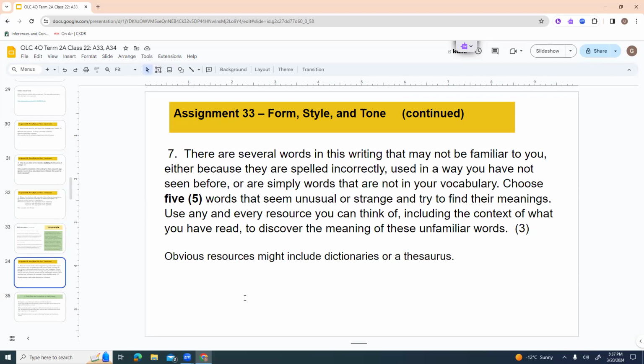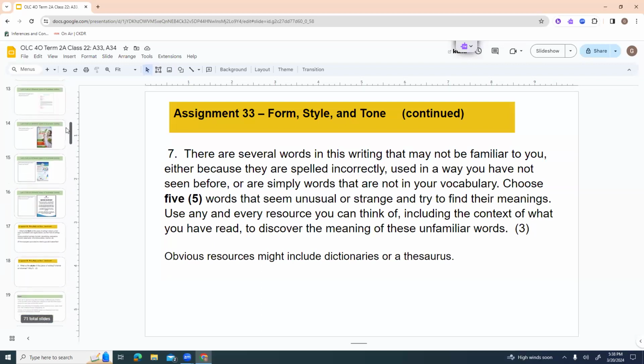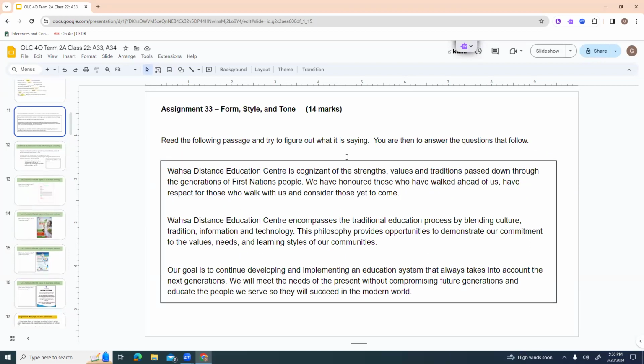All right. There are several words in this writing that may not be familiar to you, either because they are spelled incorrectly, used in a way that you've not seen before, or are simply words that are not in your vocabulary. Choose 5 words that seem unusual or strange and try to find their meanings. Use any and every resource you can think of, including the context of what you've read, to discover the meaning of these unfamiliar words. Obvious resources would include dictionaries or a thesaurus. I don't know why they don't just say, look it up in the dictionary or thesaurus. I think somebody was trying to use a humorous tone and didn't quite succeed.